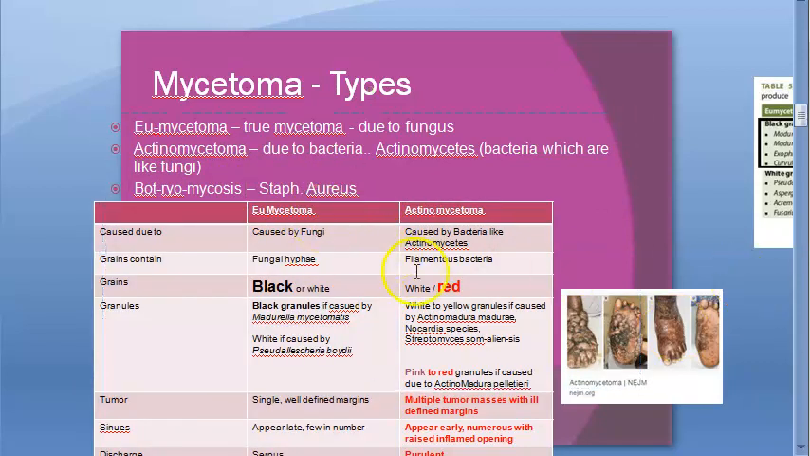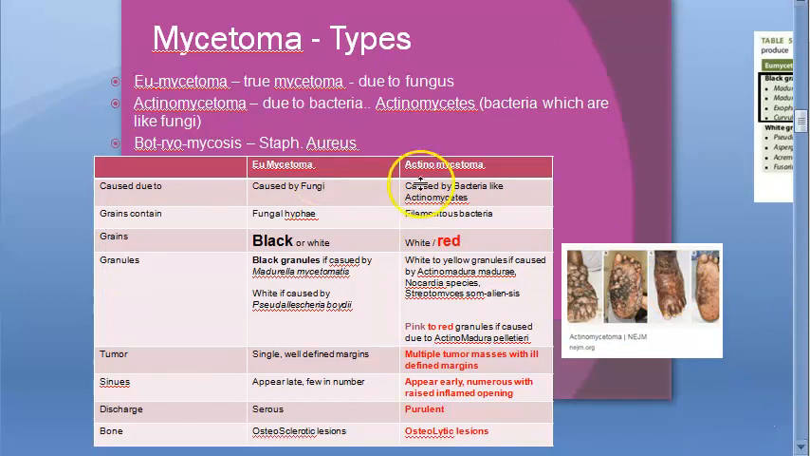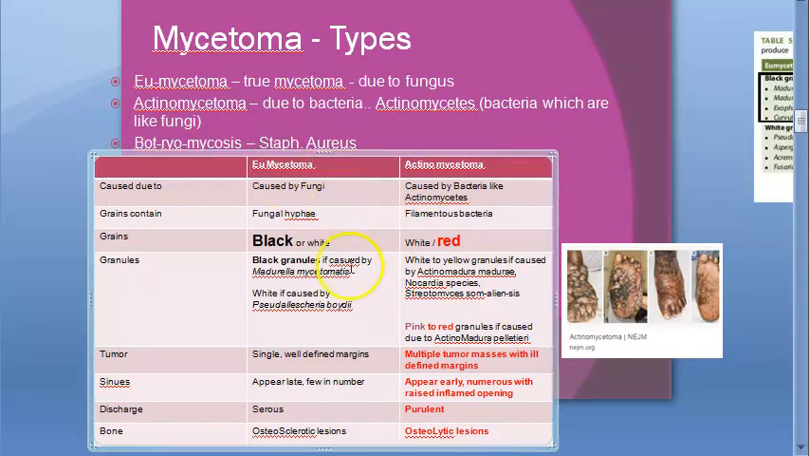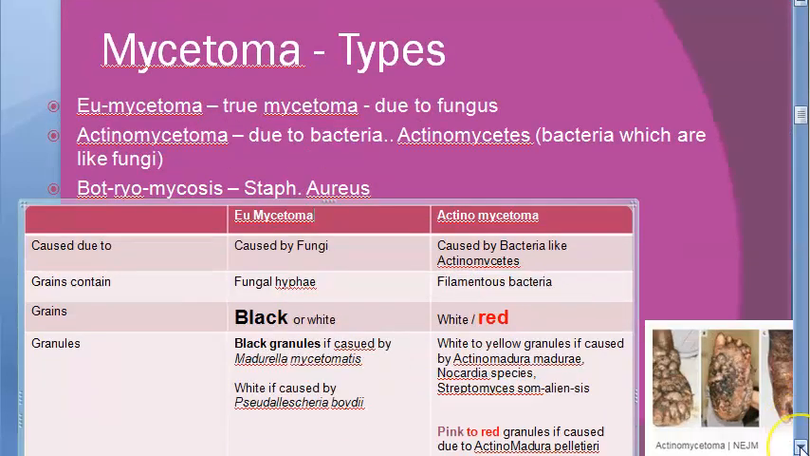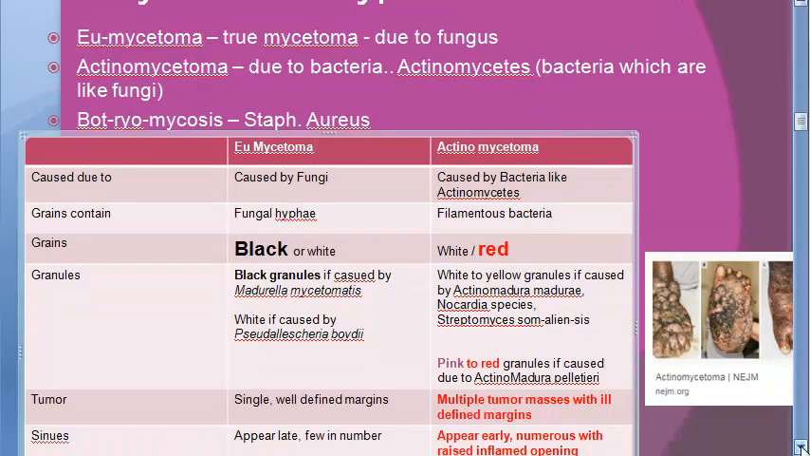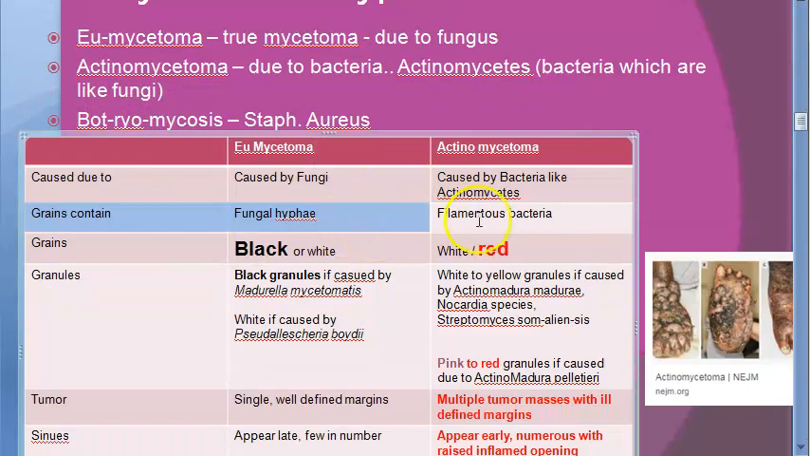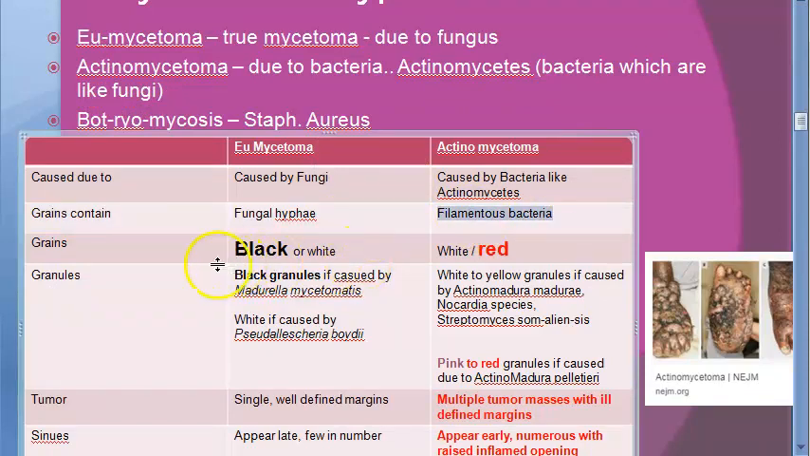So the differences between Eumycetoma and Actinomycetoma we have seen. Eumycetoma is caused by fungus and Actinomycetoma is caused by bacteria, that is actinomycetes. So the grains here will contain what? Fungal hyphae. The grains here will contain filamentous bacteria. The grains here will be black or white. Here it will be white to yellow or pink to red.